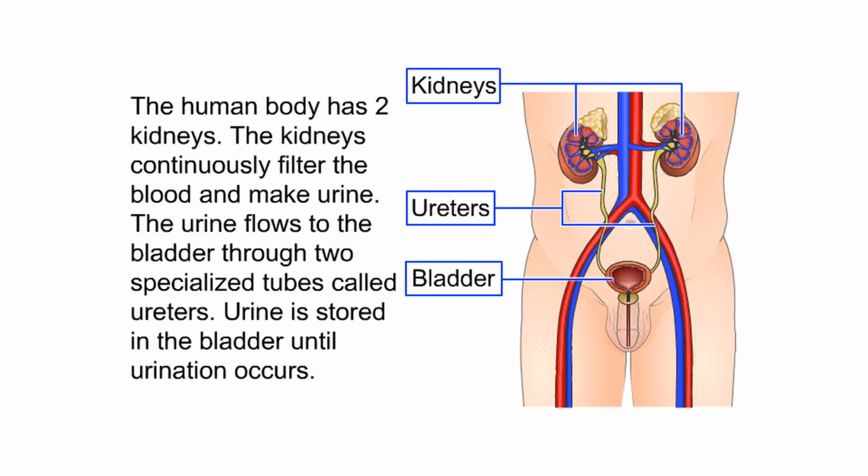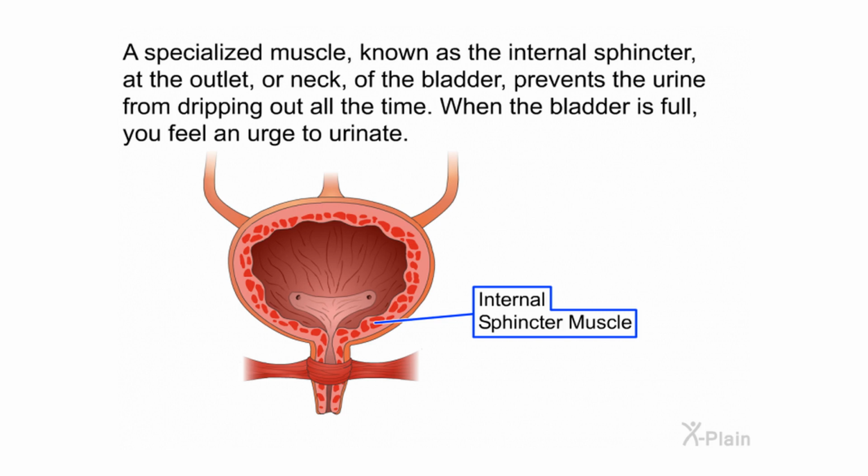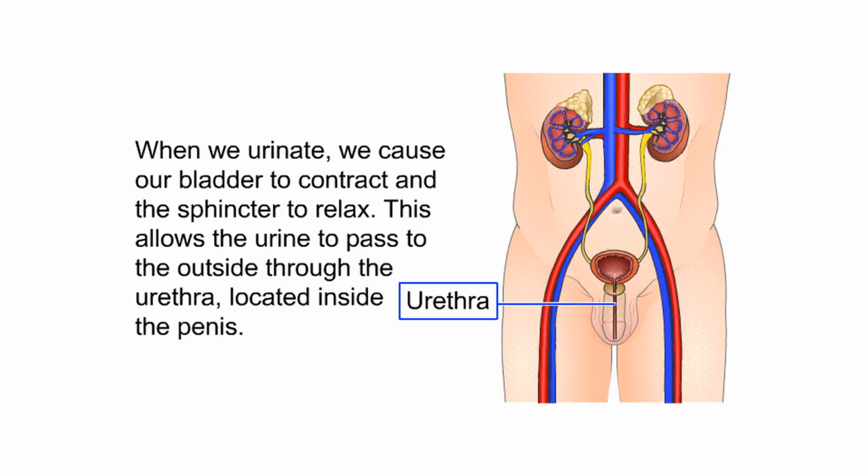Anatomy. The human body has 2 kidneys. The kidneys continuously filter the blood and make urine. The urine flows to the bladder through 2 specialized tubes called ureters. Urine is stored in the bladder until urination occurs. A specialized muscle known as the internal sphincter at the outlet or neck of the bladder prevents the urine from dripping out all the time. When the bladder is full, you feel an urge to urinate. When we urinate, we cause our bladder to contract and the sphincter to relax. This allows the urine to pass to the outside through the urethra located inside the penis.